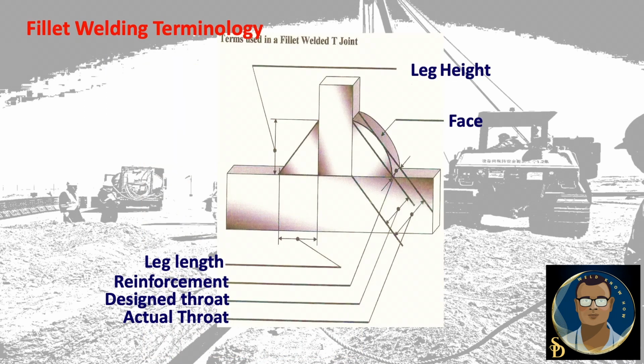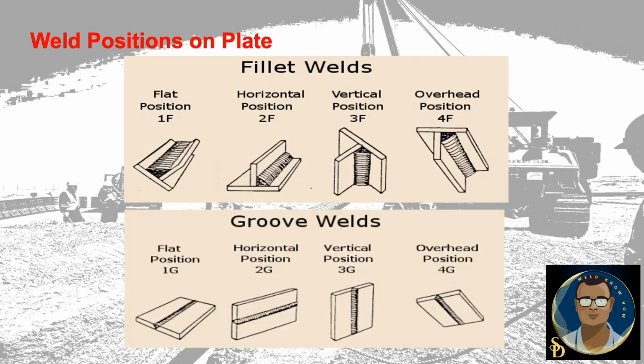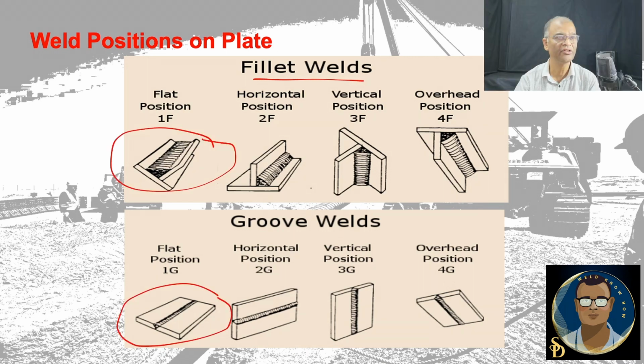Now you can see the fillet welding terminology. These are the fillet weld positions. The flat position is possible for a groove weld, as well as for the fillet weld. Similarly, you can see the horizontal position termed as 2F if it is a fillet, F for fillet, and when the position is horizontal in the case of groove weld, it is 2G. That means G means groove and F means fillet. Similarly, the vertical position is 3F, 3G. Then you can see the overhead position 4F and 4G.